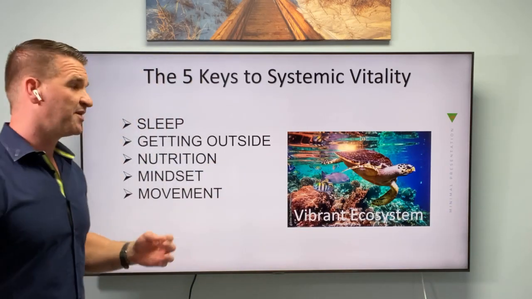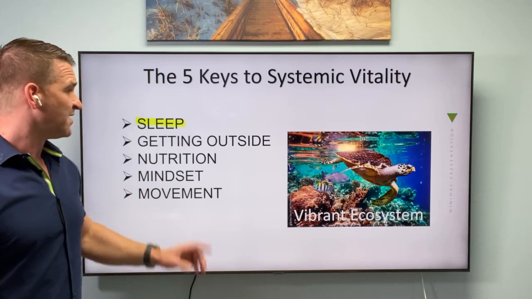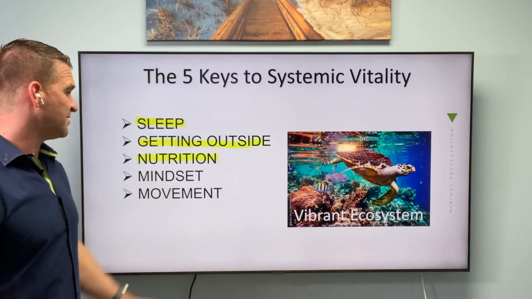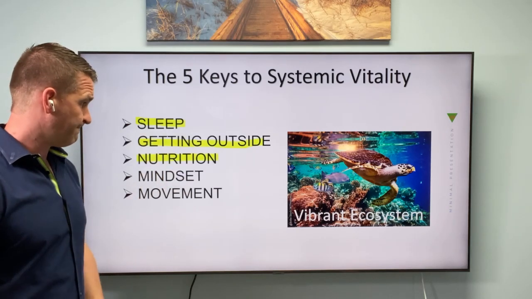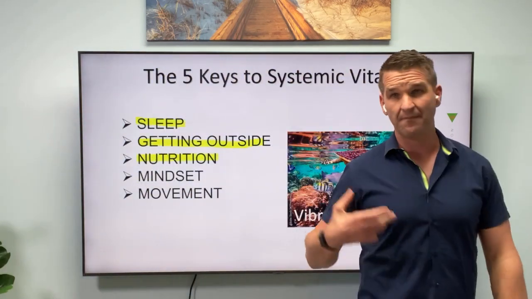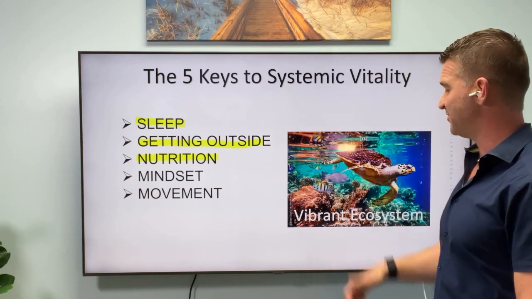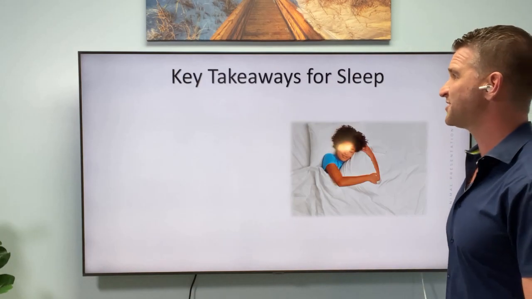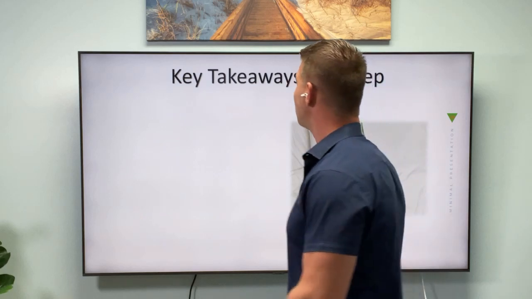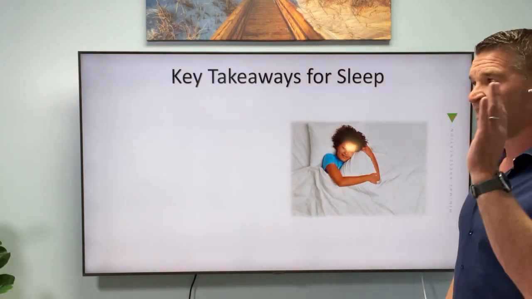So the 3 things we're going to focus on in chapter 5 is we're going to talk about sleep, we're going to talk about getting outside, and then we're going to get into nutrition. All right. Those are the 3 focuses: how to optimize sleep, getting outside, and nutrition to help create this vibrant ecosystem. So let's start with sleep. Key takeaways for sleep. All right.